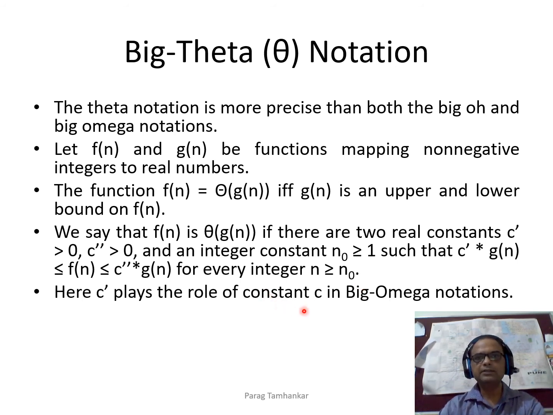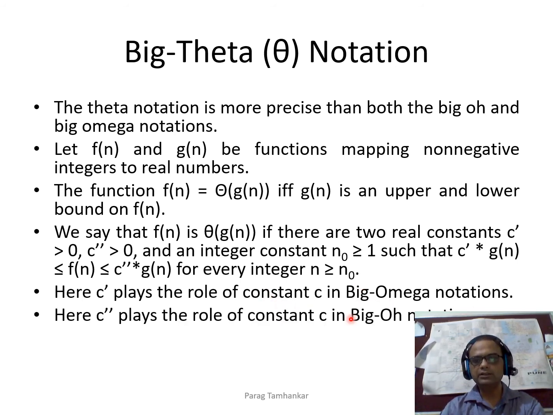Here c dash plays the role of C in big omega notation, and c double dash plays the role of constant C in big O notation. Okay, so c dash plays the role of C in big omega, and c double dash plays the role of constant C in big O notation.